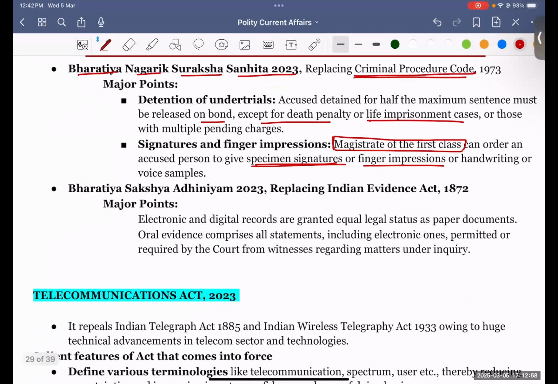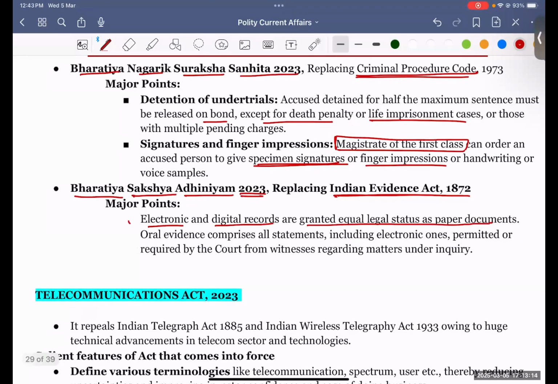And which is the third law? The Bharatiya Saksha Adhiniyam 2023, which replaces the Indian Evidence Act of 1872. So what are the major points here? Electronic and digital records are granted equal legal status as paper documents. So earlier, these were not held as proper evidences. So now they are held as that. Oral evidence comprises all statements, including electronic ones, permitted or required by court from witnesses regarding the matters under inquiry.